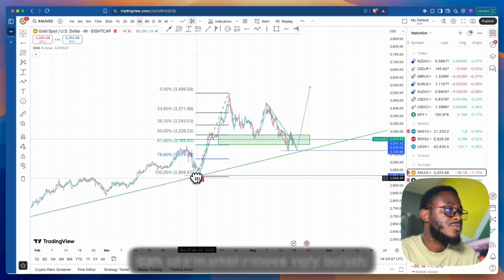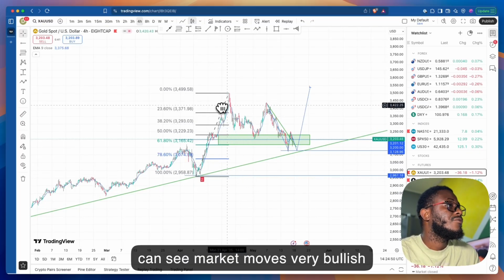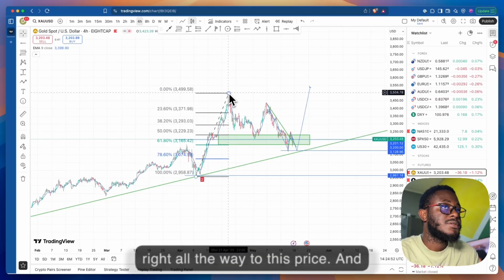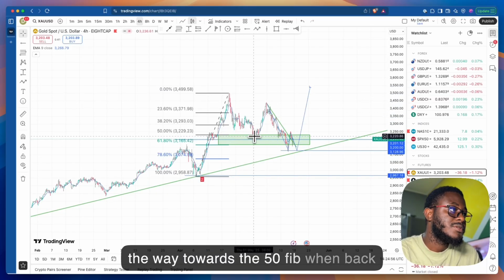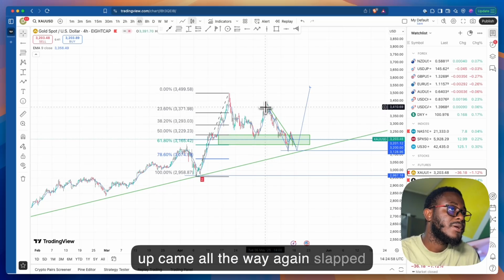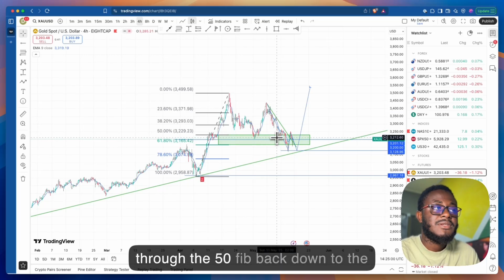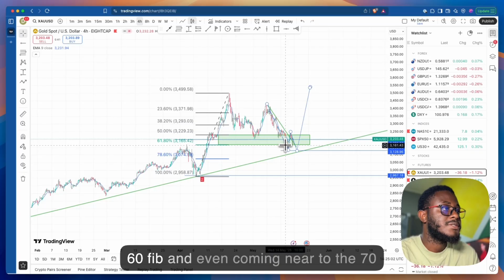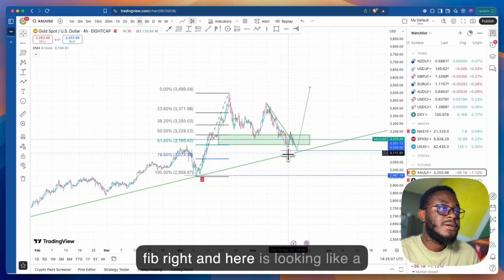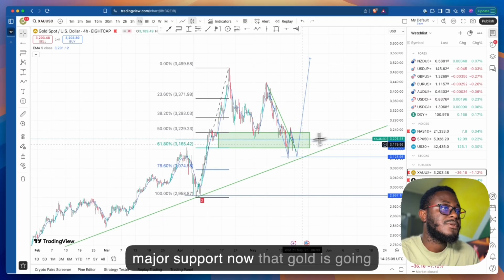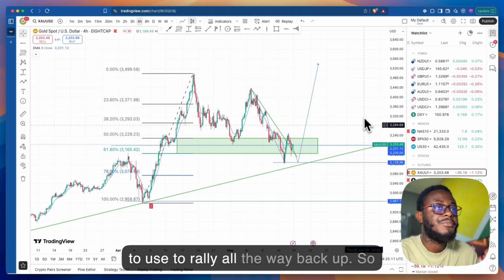So you can see market moved very, very bullish all the way to this price. And then when it was done, it retraced all the way towards the 50 fib, went back up, came all the way again, slapped through the 50 fib, back down into the 60 fib, and even coming near to the 70 fib. And here is looking like a major support now that gold is going to use to rally all the way back up.